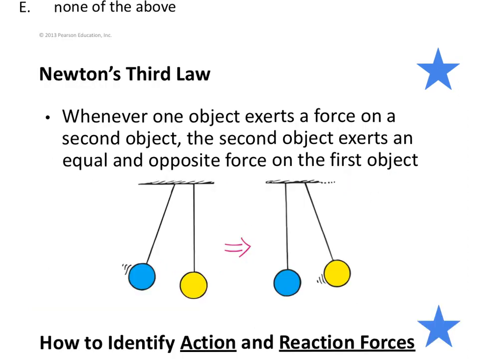And last but not least, let's go over Newton's third law. Newton's third law states that whenever one object exerts a force on a second object, that second object exerts an equal and opposite force on the first object. So think about the Newton's cradle. As I have one of the balls approaching, my blue ball approaching my yellow ball, it's going to take that force and exert it on that yellow ball, but then that yellow ball is going to pick up its force.